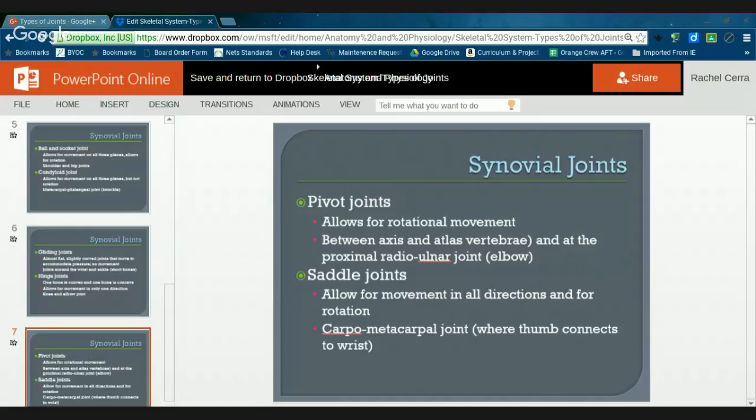The last one is a saddle joint, and this allows for movement in all directions and rotations and all that. And there's only one place you can find a saddle joint, and that's at your carpometacarpal joint, so where your thumb connects to your wrist. So you can kind of feel it down below. If you go down to where your wrist is, you can feel that joint right there. So it's below that skin. It's actually at the base of your hand there, and that's your only saddle joint. That allows us to grip things like pencils and baseball bats and things like that. So that kind of wraps up the joints.